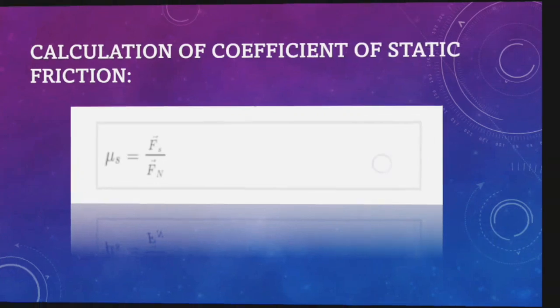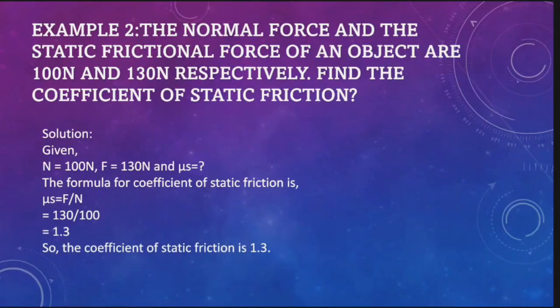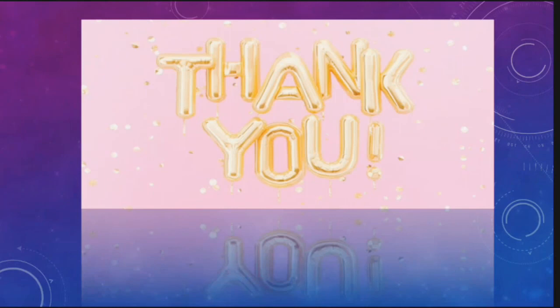Now, let us see an example. For example, the normal force and the static frictional force of an object are 100 newtons and 130 newtons respectively. Find the coefficient of static friction. How do we solve it? First of all, the normal force is 100 newtons and the force of static friction is 130 newtons. Now we shall divide 130 by 100, which gives us 1.3. So the coefficient of static friction here is 1.3. I hope that this was clear to you.